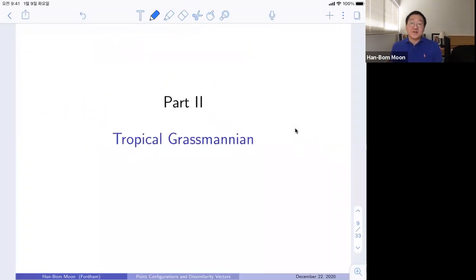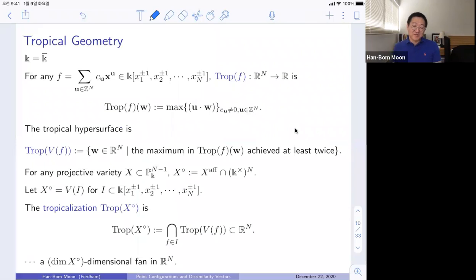All right, then let me move to algebraic geometry. The first part was purely combinatorial. Here, let me introduce some basic notions of tropical geometry. The tropical geometry I am going to use today is, in some sense, a very limited, traditional, and elementary part of tropical geometry. So let's fix an algebraically closed field K, with no restriction on the characteristic.